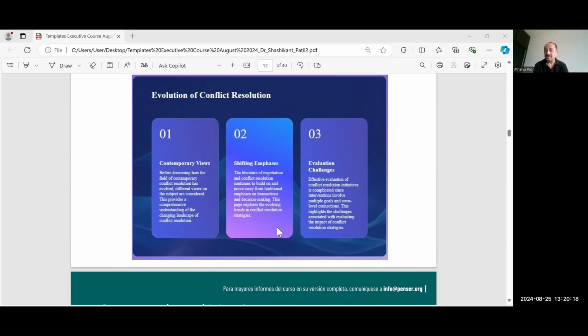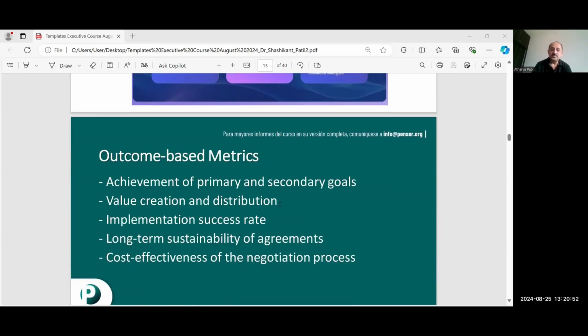Also, evaluation challenges are there. So we are discussing assessment and evaluation. Effective evaluation of the conflict resolution initiative is complicated. So you have to make it flawless. You have to make it simple. You have to consider human-centered, employee-centered approaches, and this highlights the challenges which are associated with evaluating the impact of conflict resolution strategies. So you have to evaluate your strategies and come up with a concrete and good solution which will help your employees and improve the environment.